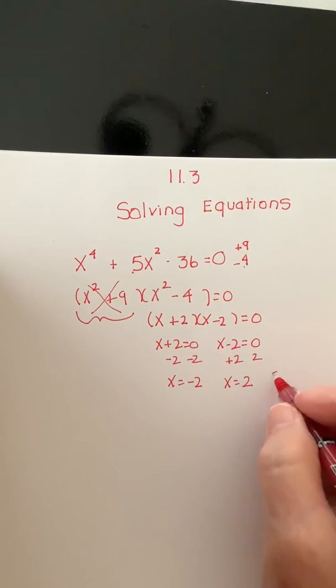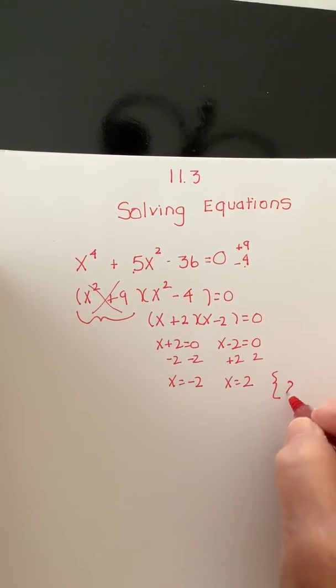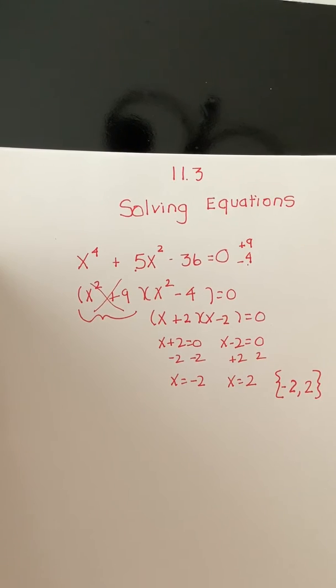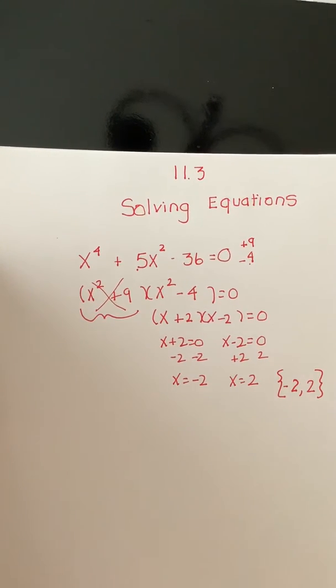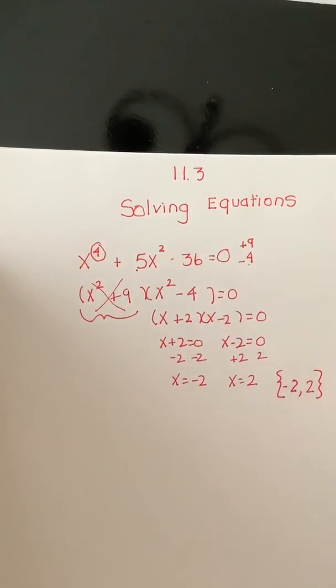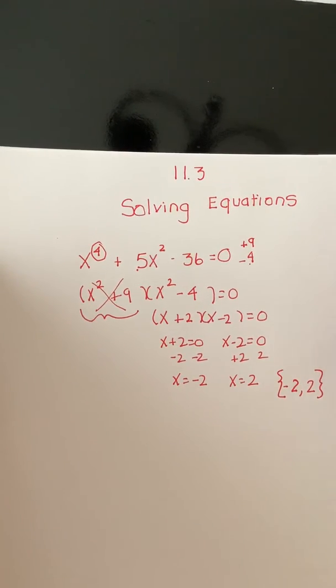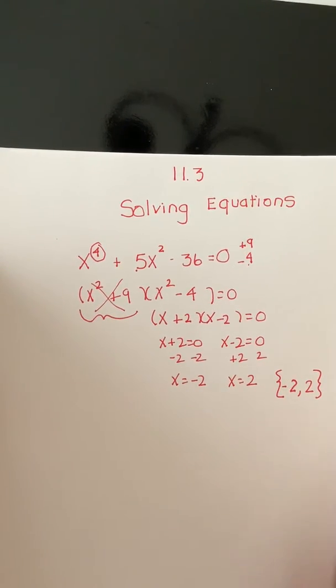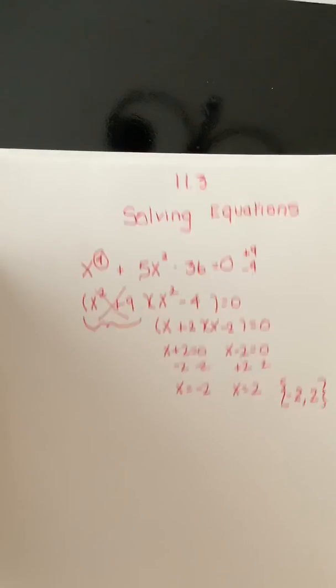So 2, or I guess we should put the negative first. Negative 2 and 2 are your two real number solutions. That's all you have to worry about. The other two solutions are not real. And you guys are smart enough to know that if you have x to the 4th power, you're going to get 4 answers. So here are 2 of them. The other 2 are not real.